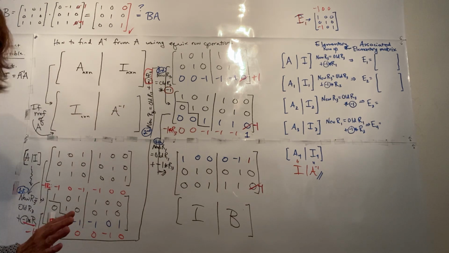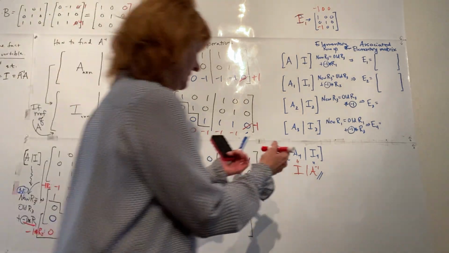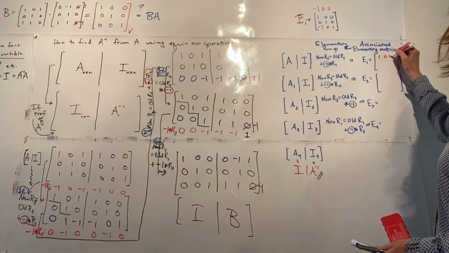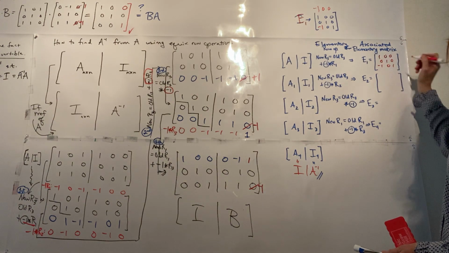But that's the last time, okay? You should observe, oh yeah, that's the same as that. So that's what's going to go into E1: 1, 0, 0, 0, 1, 0, negative 1, 0, 1.